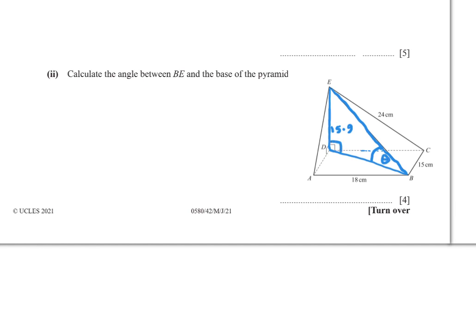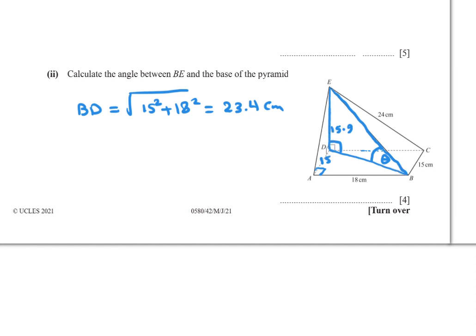We have the height 15.9, and we can find this side because this is 18 and this also 15. So from Pythagoras' theorem, because this is a right-angled triangle, because the base is a rectangle, we can find BD. BD equals square root of 15 squared plus 18 squared, equals 23.4 centimeters.